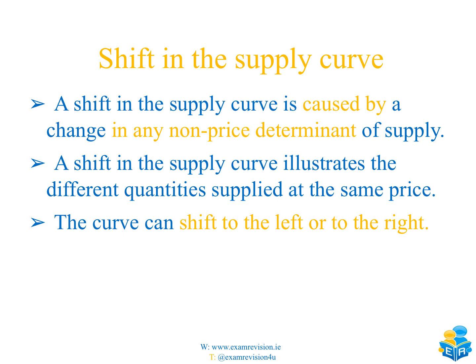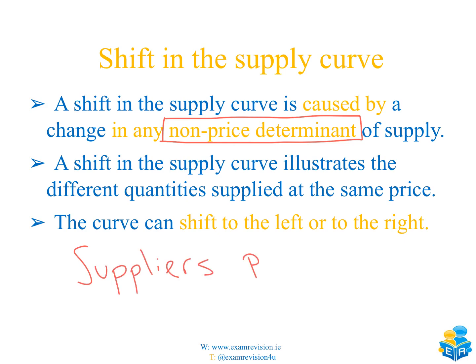similarly to demand, a shift in the supply curve is caused by any non-price determinant of supply. And again, very, very important that we look at supply from just the supplier's point of view. Okay, so that is vital. Some students always find that tricky and the minute they hear supply, bring in demand. Don't need to worry about that. Just look at it from the supplier's point of view until we actually put them both together. So a shift in the supply curve illustrates different quantities supplied at the same price. Again, same as demand, it can shift left or shift right, depending on whether it's an increase or decrease in supply.